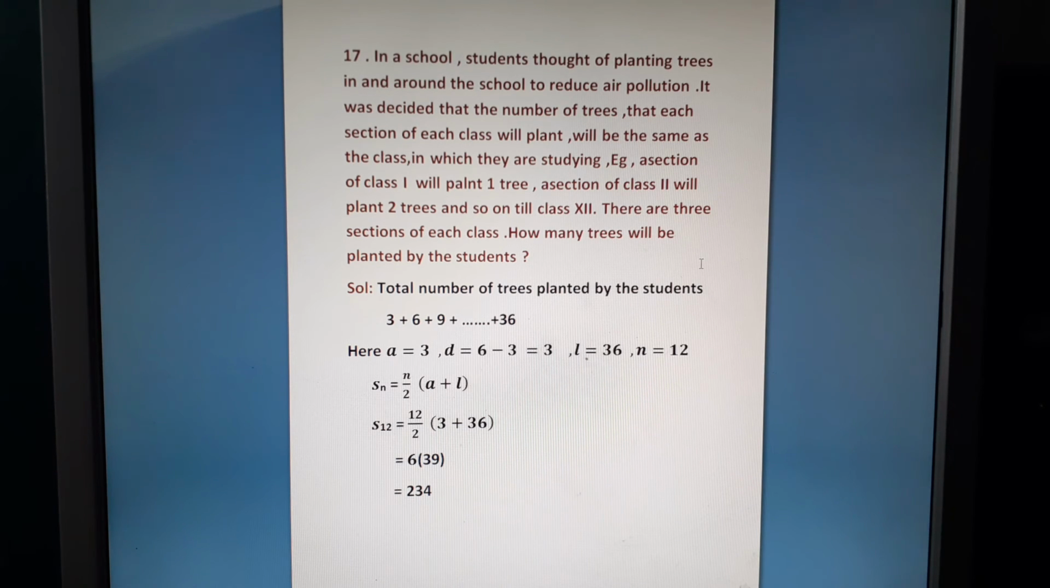Last term l is equal to 36 and totally 12 classes are there, so n is equal to 12. Sn is equal to n by 2 into a plus l. S12 is equal to 12 by 2 into 3 plus 36, that is equal to 6 into 39, that is equal to 234. Therefore, 234 trees will be planted by the students.